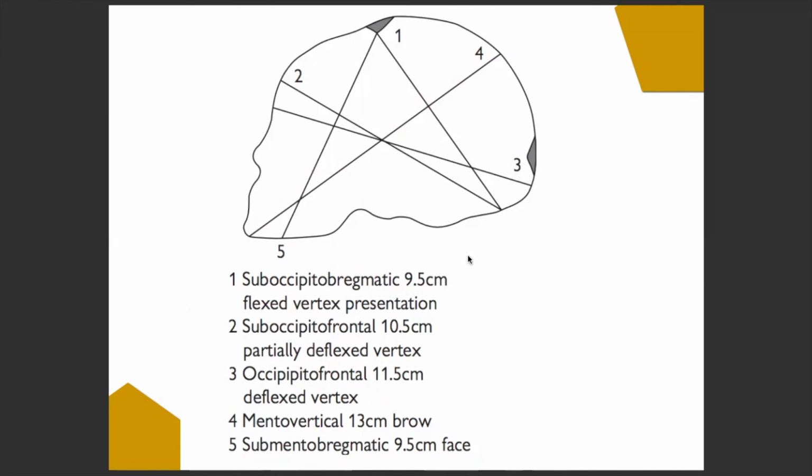Make sure you memorize all of these diameters, and most importantly, know that the suboccipital-bregmatic is 9.5, which is the one that we're aiming for, and the one that we don't like is the mentovertical or the brow presentation, which is 13 centimeters, which is too wide.